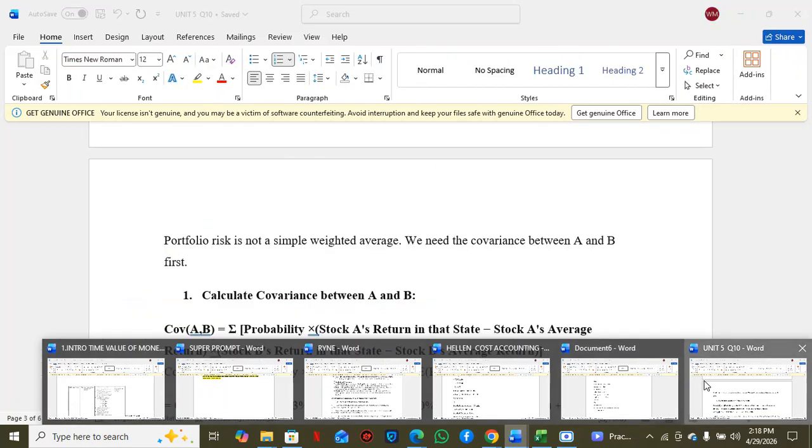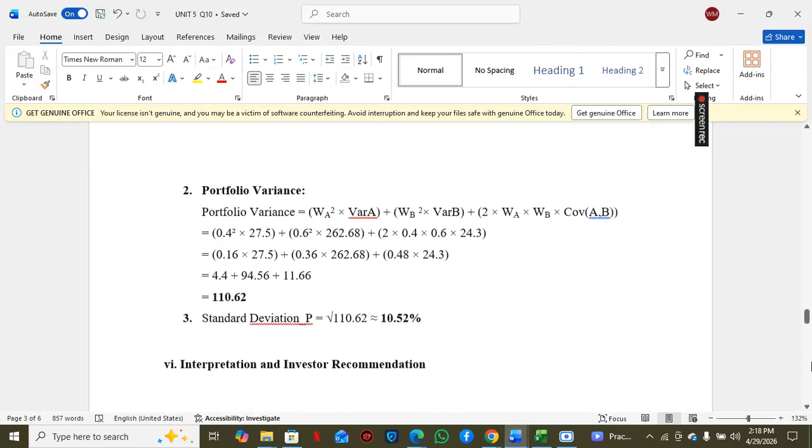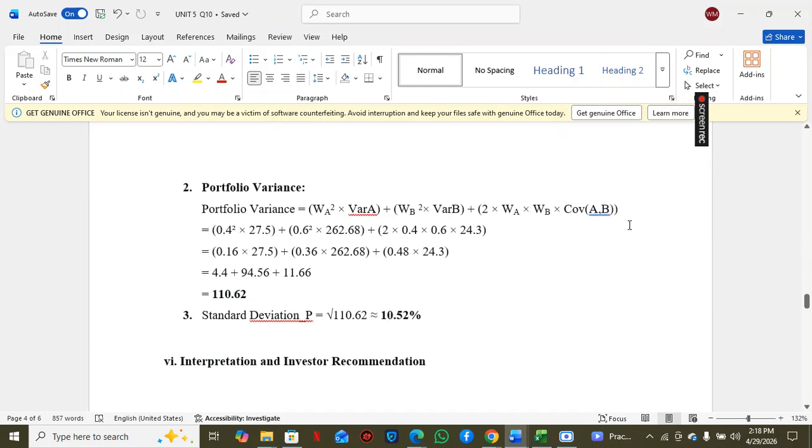So now we need to calculate the standard deviation for the portfolio. So we start with the portfolio variance. As I said, the weightage of A multiplied by the variance of A plus the weightage of B multiplied by the variance of B plus 2 times the weightage of A times the weightage of B times the covariance. So remember, the weightage of A was 0.4. So we square it, 0.4 squared.